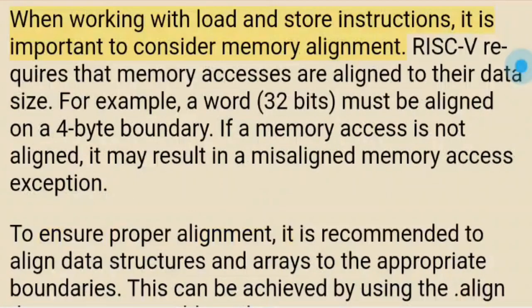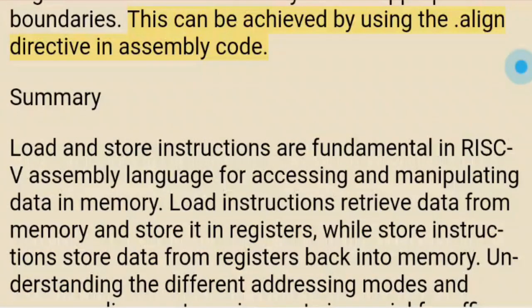Memory alignment. When working with load and store instructions, it is important to consider memory alignment. RISC-V requires that memory accesses are aligned to their data size. For example, a word, 32 bits, must be aligned on a 4-byte boundary. If a memory access is not aligned, it may result in a misaligned memory access exception. To ensure proper alignment, it is recommended to align data structures and arrays to the appropriate boundaries. This can be achieved by using the align directive in assembly code.